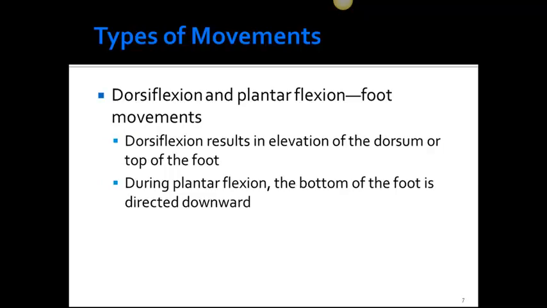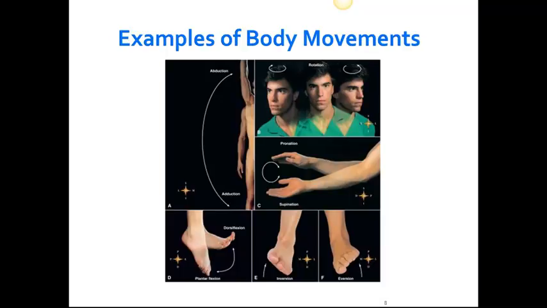Dorsiflexion and plantar flexion are foot movements. Dorsiflexion results in elevation of the dorsum, or the top of the foot, so your toe is pointed up. During plantar flexion, the bottom of the foot is directed downward, so your big toe is pointing downward. So here are some pictures of each.